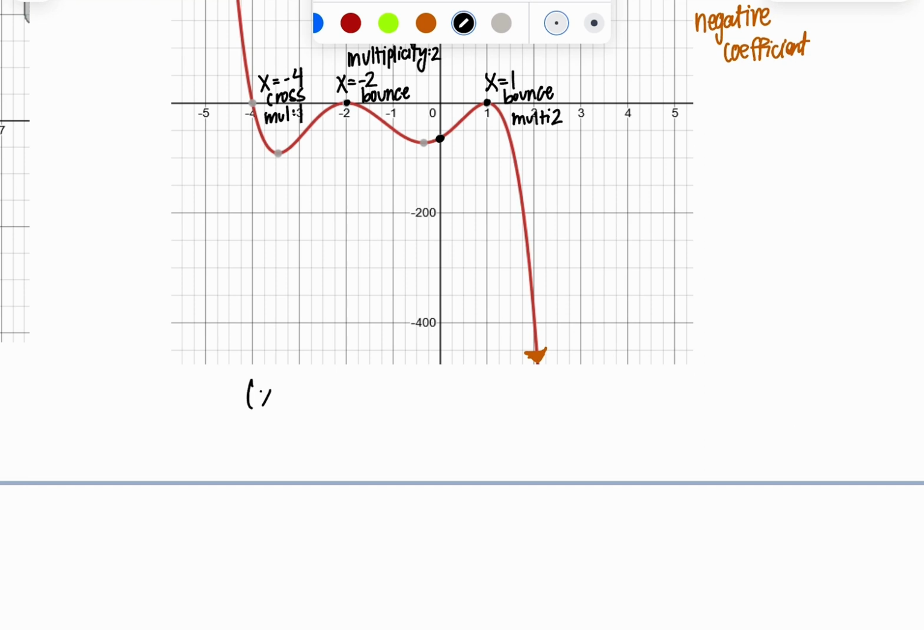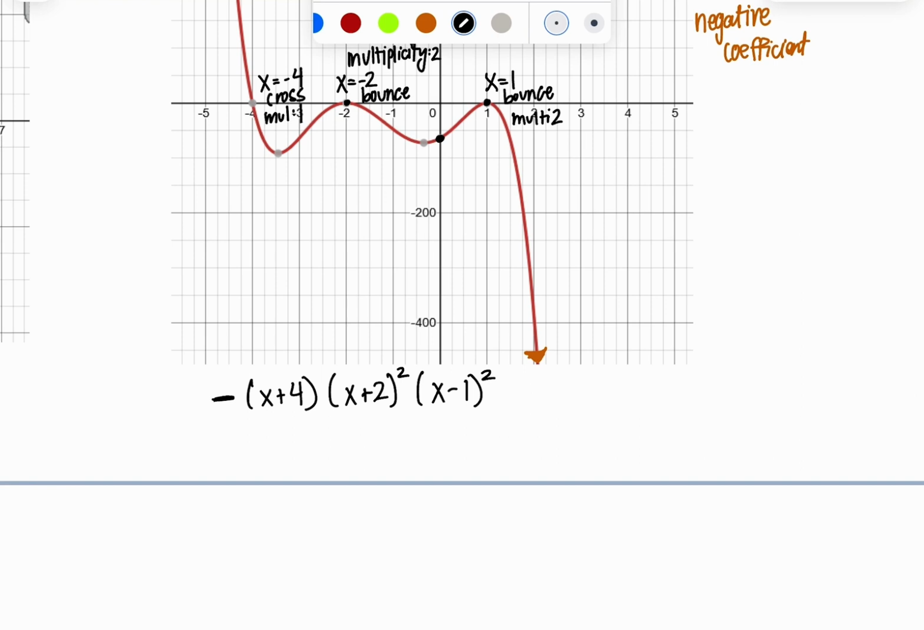So x plus 4 is where one of the zeros was found, and that has a multiplicity of 1 since it just crossed there. X plus 2 is another factor, and that has a multiplicity of 2 since it bounced. And then x minus 1 has a multiplicity of 2 as well. It has a negative leading coefficient since it's decreasing in general.